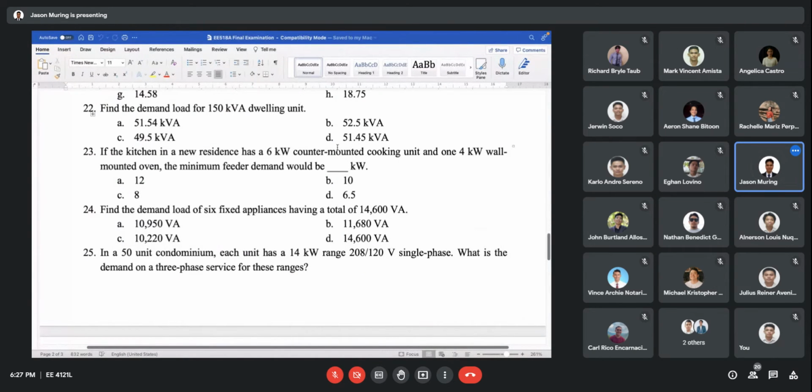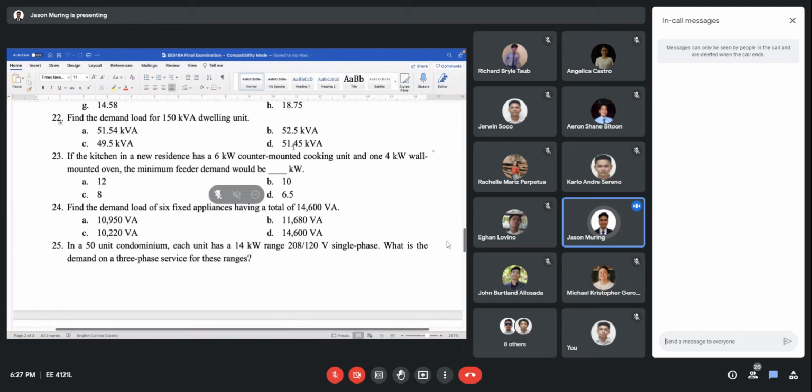451,450. Yeah, so this is the answer. So 51450. So again, you have to be careful. You see here, it looks like this is the answer, but instead of 450, he wrote 540. Okay, so this is our answer, letter D.